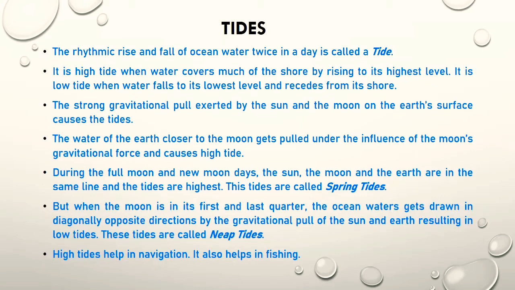Next, see the third point. The strong gravitational pull exerted by the sun and the moon on the earth's surface causes the tide. What is the cause of tide? The strong gravitational pull exerted by whom? By the sun and the moon on the earth's surface.